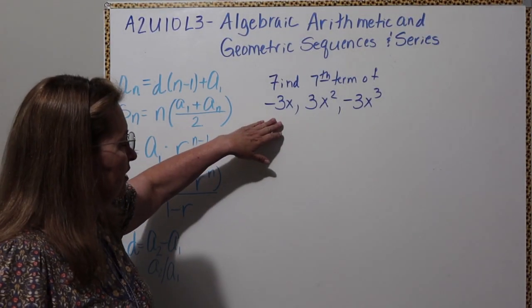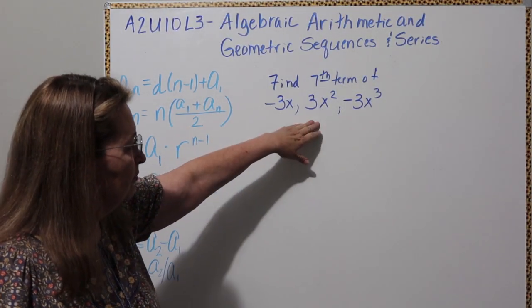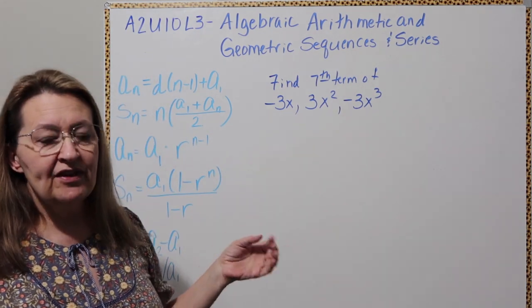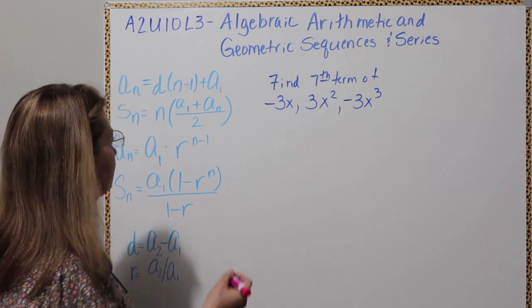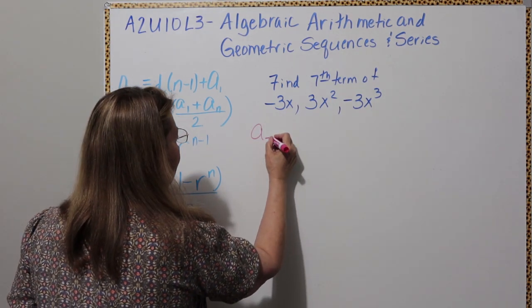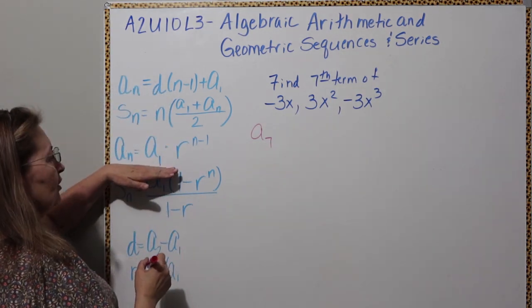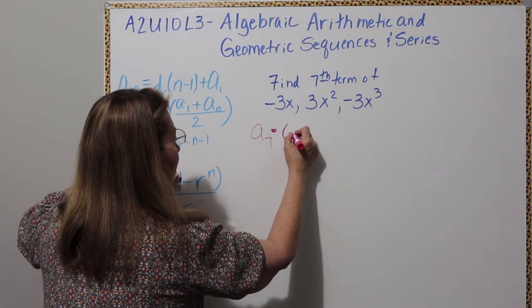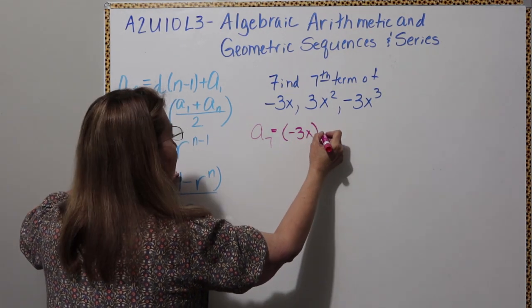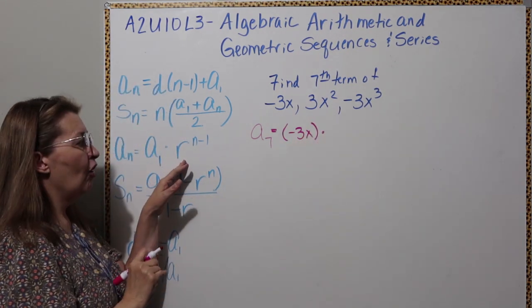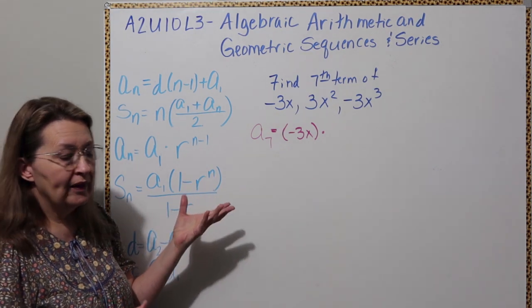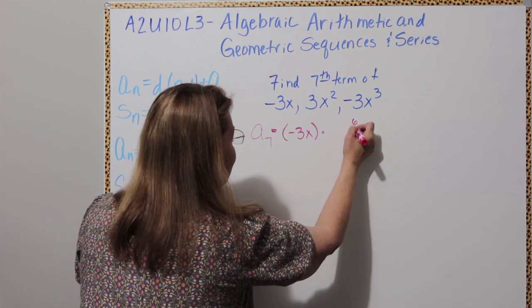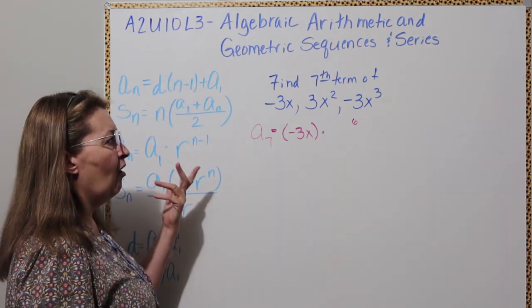Next, we have a geometric sequence, negative 3x, positive 3x squared, negative 3x to the third, and we want to find the 7th term. So using our formula, we're going to locate A7. Now here's our formula. It starts off with your first term, A1, so we're going to have negative 3x times, alright, now we need r to the n minus 1. Well, the n minus 1 isn't hard. That's going to be 7 minus 1, which is 6. But I do need to find out what r is.